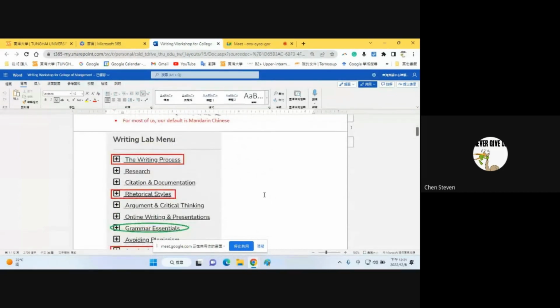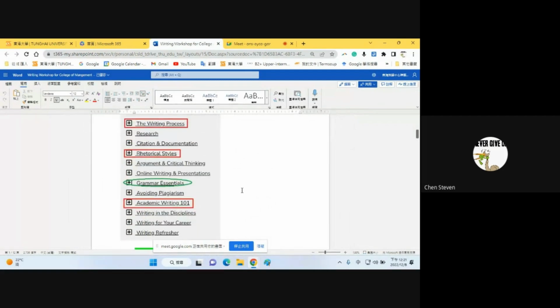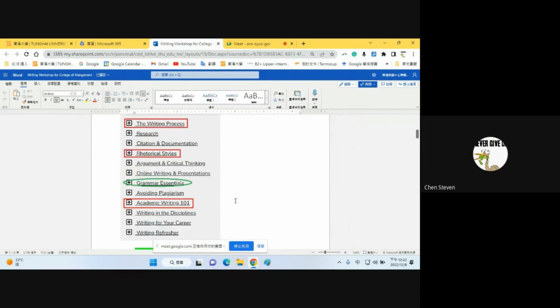Writing lab menu. Okay, so we have this. They tell you the writing process, research, citation, and things. And to be honest with you, I know what you are thinking now. It's very organized, but who has the time, right? So I'm going to break it down, piece by piece, because honestly speaking, in this seemingly well organized outline and structure, there are a lot of cross-referencing and overlapping.